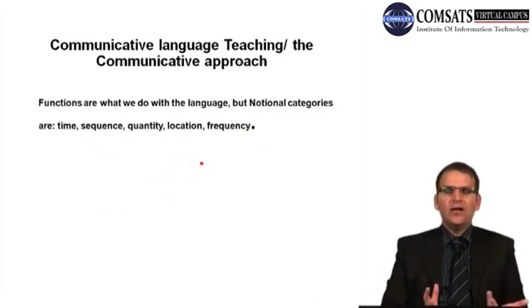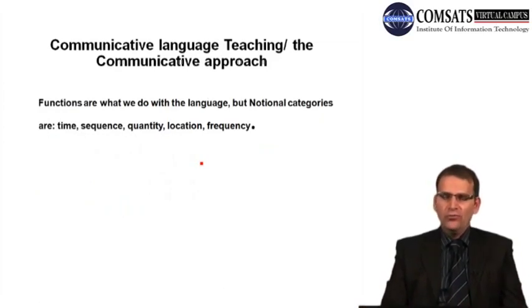Now see here, functions are what we do with the language, like we talk about arguing, persuading, invitation, rejection, showing happiness, showing sadness and all that. But again, what are notional categories? Time, sequence, quantity, location, and frequency. How often, for example, right? Where exactly? I mean, how many? Fine. Sequence, the order, and then the time. These are what we call notional categories.